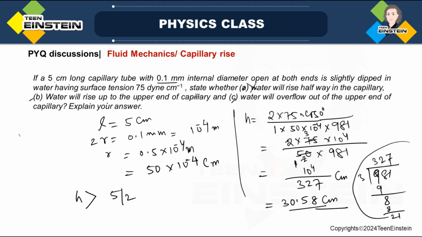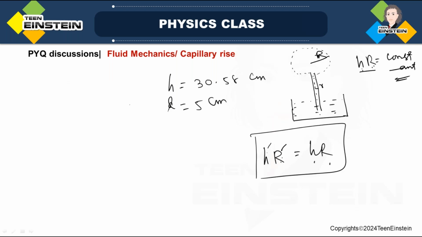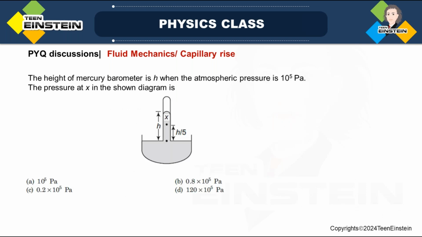Second, water will rise up to the upper end of the capillary. This is true because we have seen that the capillary tube is insufficient in length to accommodate the rise of water inside the capillary. In that case, the liquid will rise up to the upper end and spread out to adjust the radius of the meniscus in such a way that h into R remains constant. Okay, all right. So let us go to the next problem.